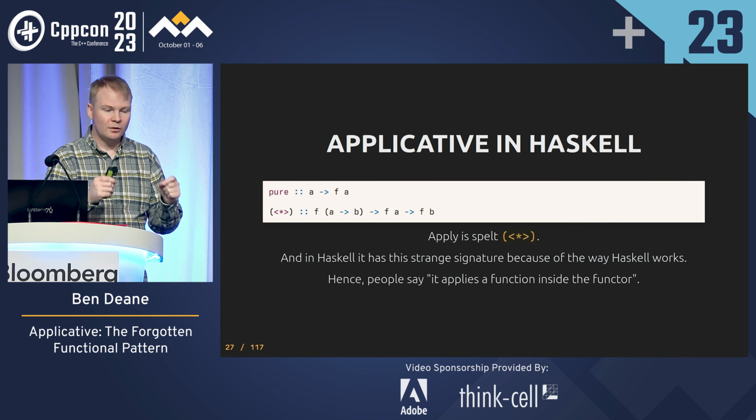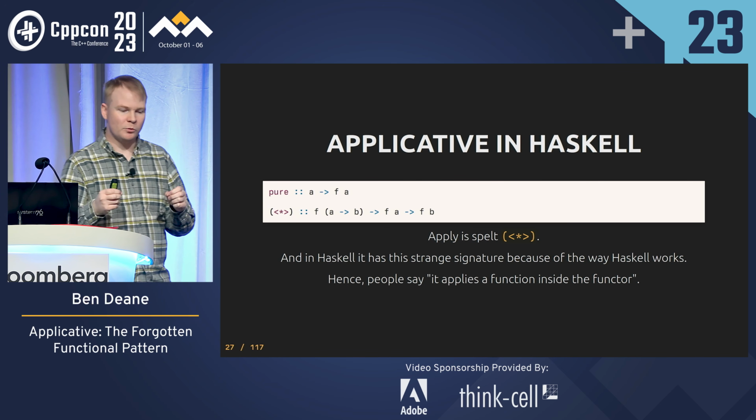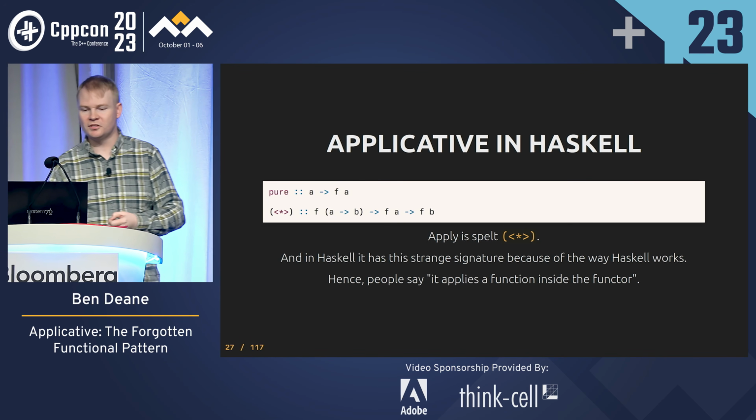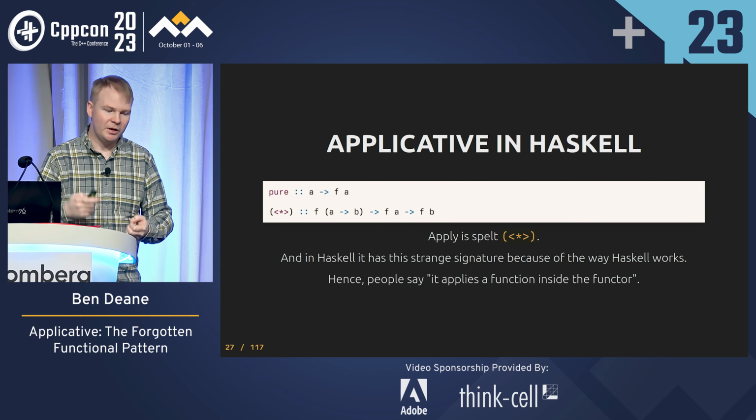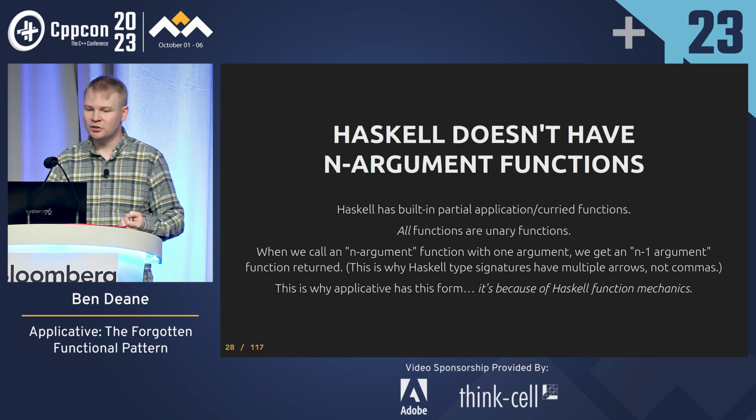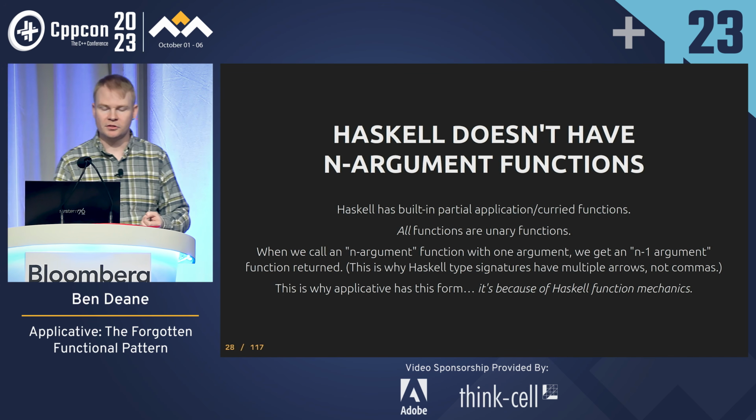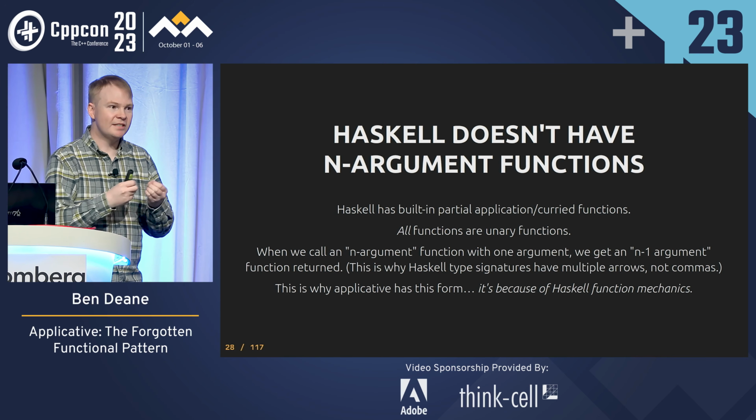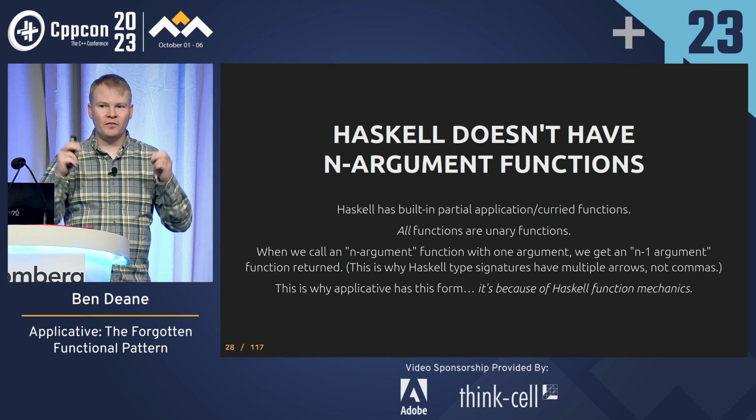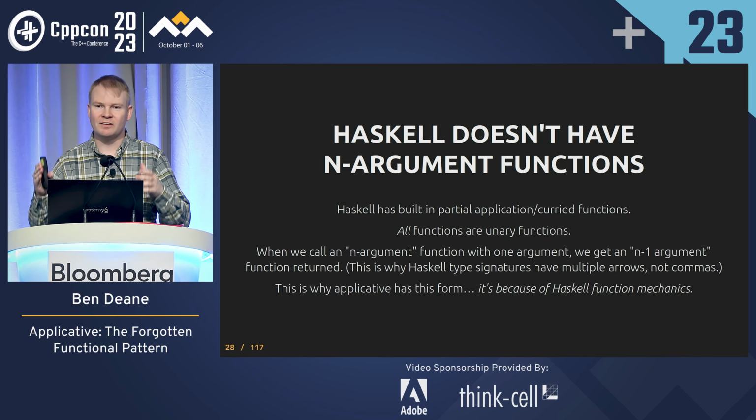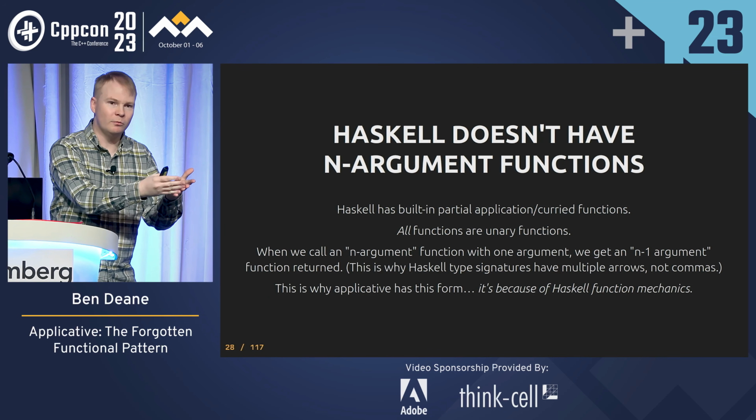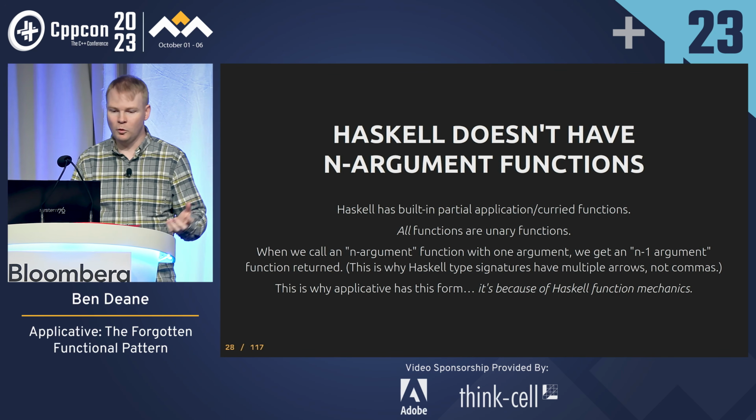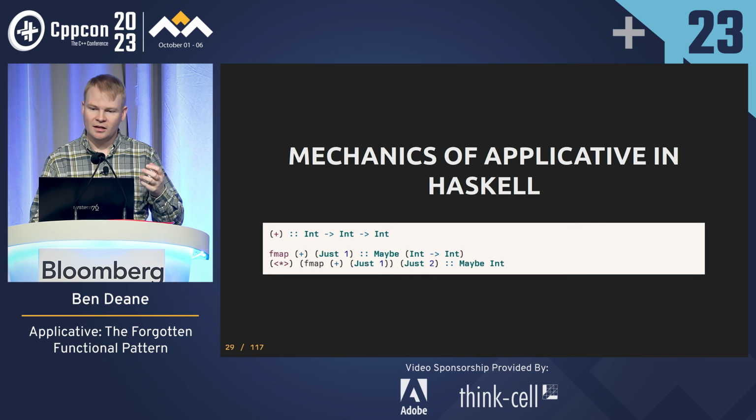Now, the reason it looks like this in Haskell, the reason people say it applies a function inside the functor, is because of the way Haskell works. In particular, because Haskell has built-in partial application and/or curried functions, right? And so in Haskell, it makes sense to say all functions only take one argument. And if you have a function of multiple arguments, what you actually have is a function that when you bind one argument, it will give you back a function of one less argument, right? And that's why it has this form, because of Haskell function mechanics.